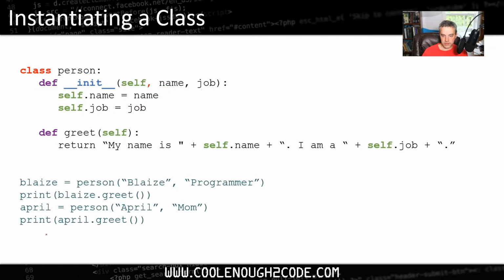Okay, so now I want to look at how to instantiate a class. Now, we've looked at this code already. I beat this already to death in the last discussion, but I have it here for reference because I want you to see what's going on. So down here, I have a variable called Blaze, and I'm setting Blaze equal right here to person. Now, I'm passing into person 2 parameters. Now, I'm passing in Blaze and programmer. Now, this declaration right here has 2 parameters on it.